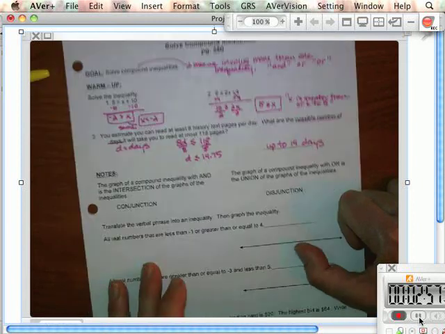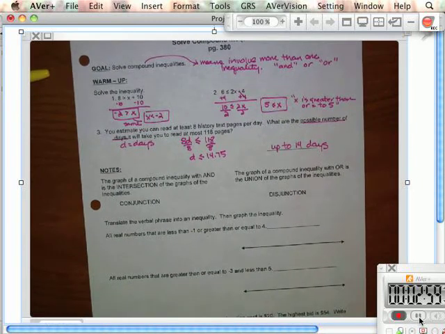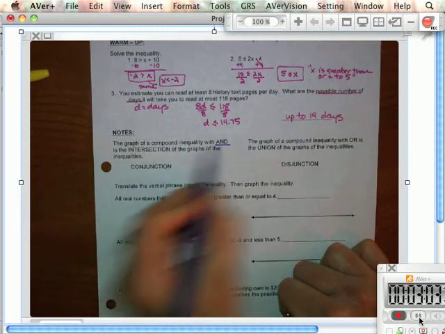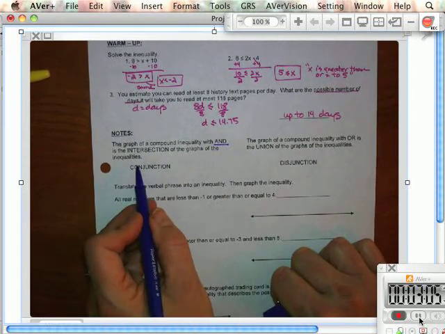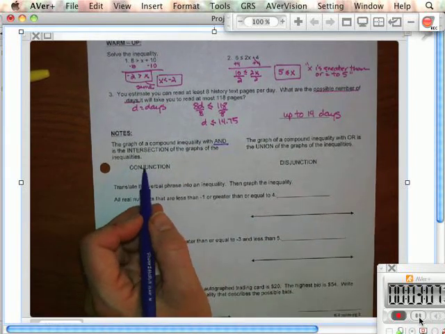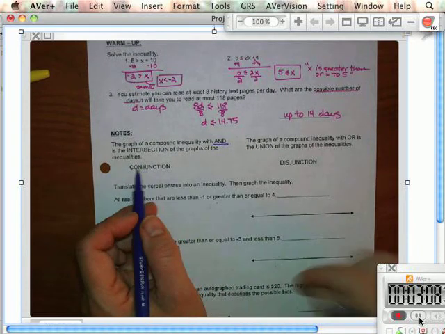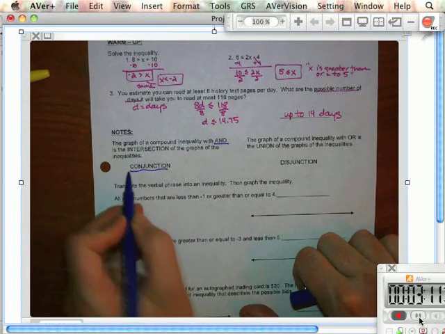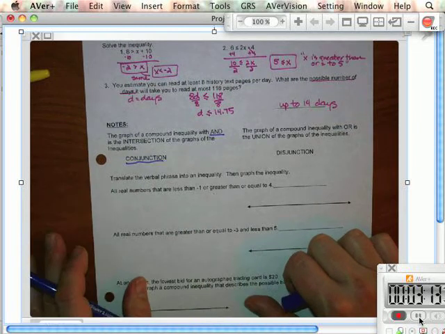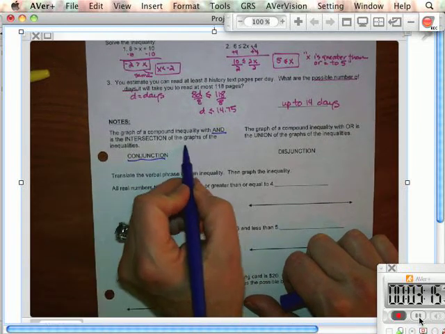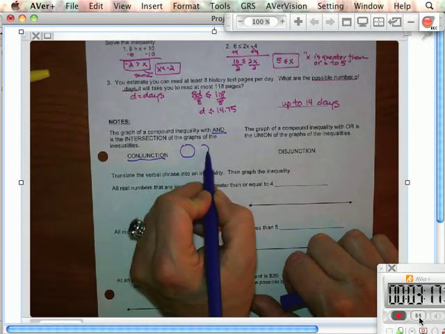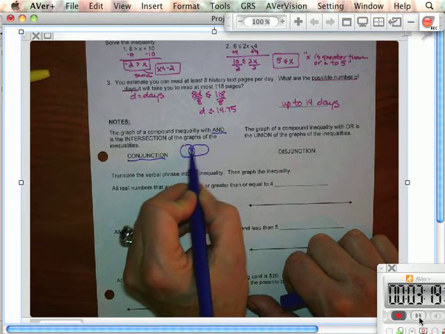All right, the graph of a compound inequality with and is the intersection of the graphs of the inequalities. It's called a conjunction. You don't need to worry too much about this word. You probably won't see it again, but just so you know, that's what it's called. When it's an and, if you were to draw it as a Venn diagram, that means there's going to be this intersection here. That's an and.